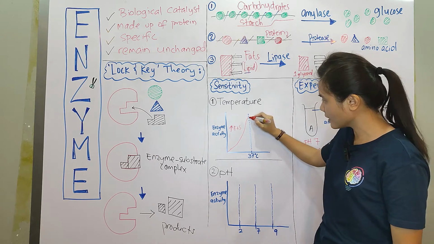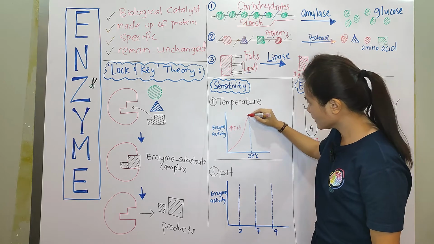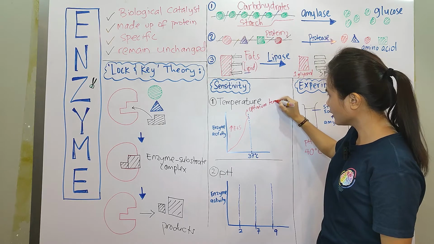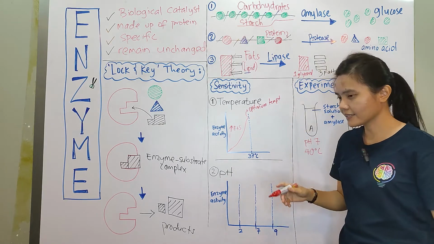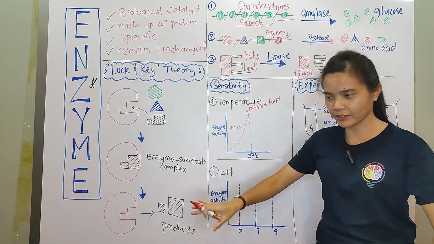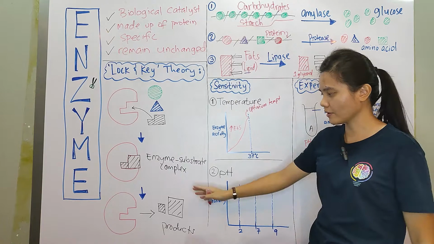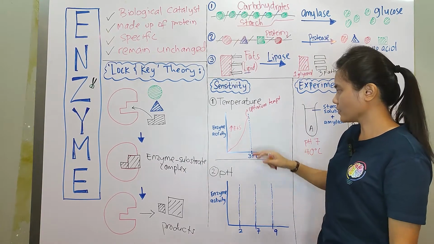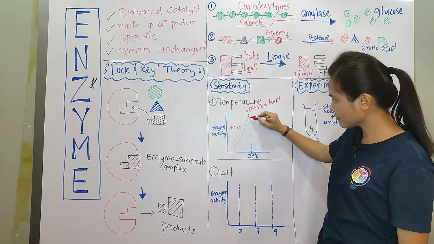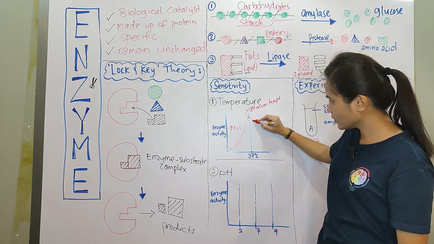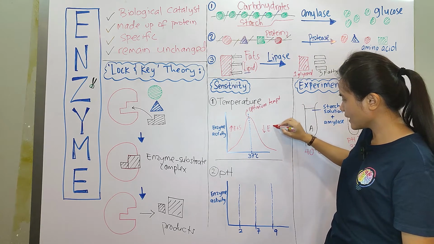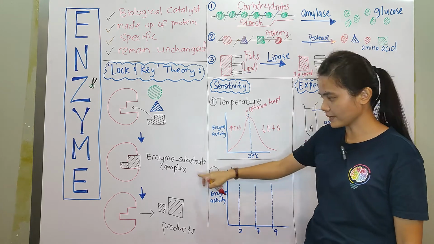So at 37 degree, that is the optimum temperature, which means that is the best temperature for the enzyme to work. So it will take in substrate, break it down, take in another one, then break it down, so you have lots of product. So that is the optimum temperature. But beyond that, 38, 39, 40, it starts to go down. So it means less enzyme substrate complex.